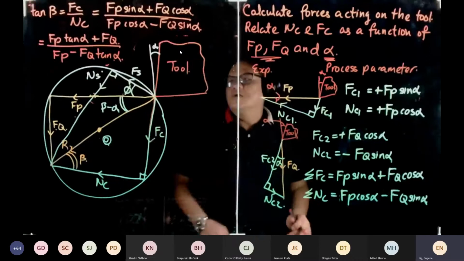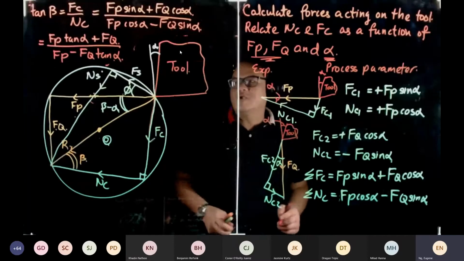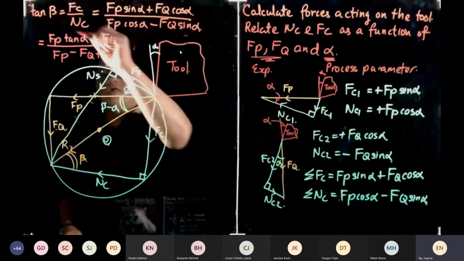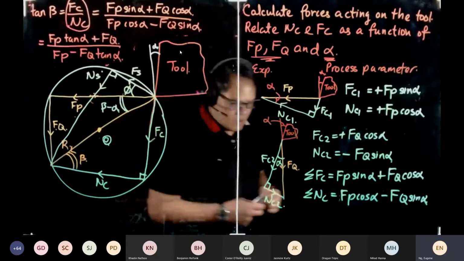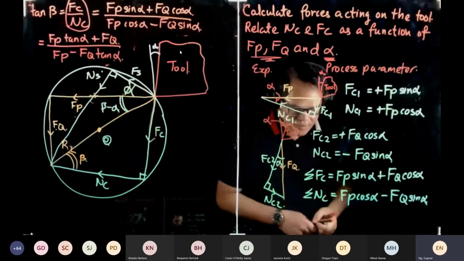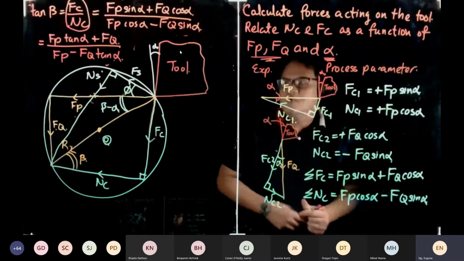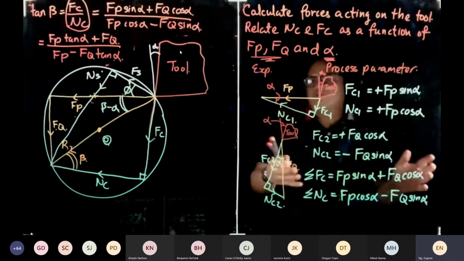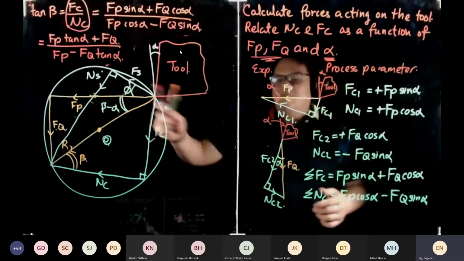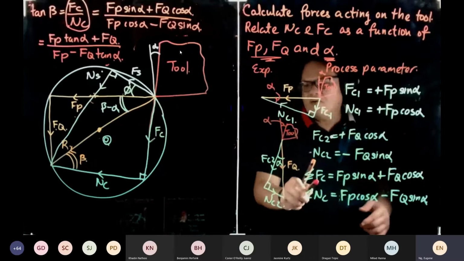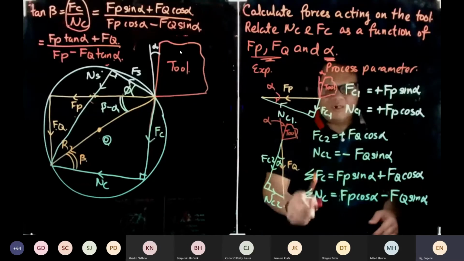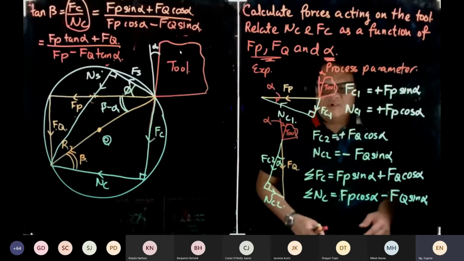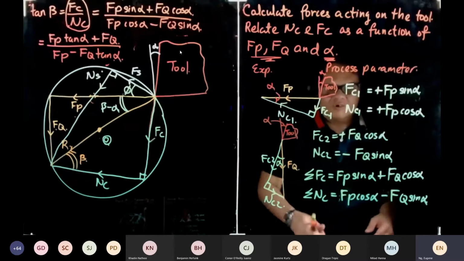So from here, you can find your friction angle or the ratio of FC over NC. Okay, that is what we call the ratio of FC over NC, right? So with this value over here, you can calculate FC, the shear stresses acting on the tool. Okay, and NC, you can calculate the normal stresses acting on the tool.